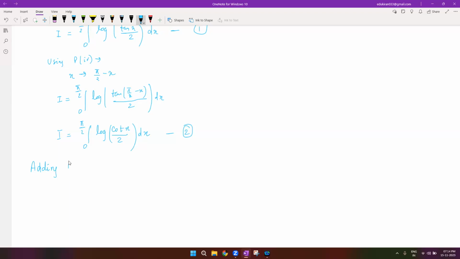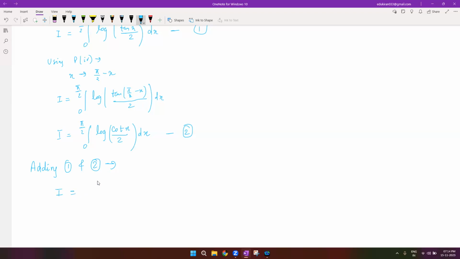But this is the only pair which is both reciprocal and complementary. What am I saying? Sine 90 minus x is cos x, but sine x is 1 upon cosec x. So sine has a reciprocal relationship with cosec and a complementary relationship with cos. But in the case of tan and cot, both are reciprocal as well as complementary pairs of each other.